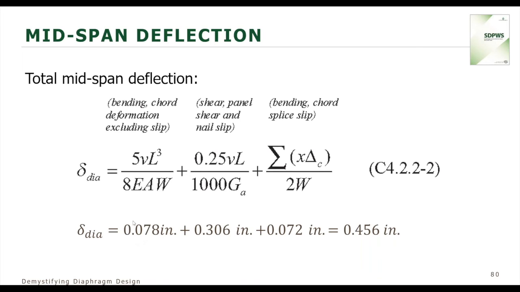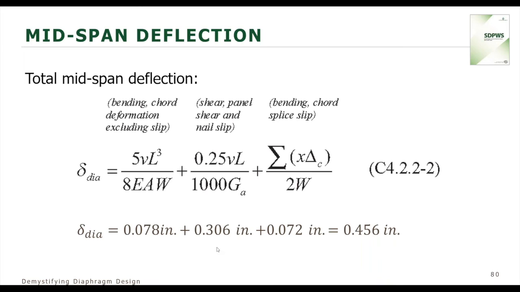So if we look at each part of the equation that we just calculated, and here the first term in your handout, there was a typo there. It should be 0.078 rather than 0.78. But looking at the first and last term, that takes into account the bending. First one is bending, and then the cord deformation excluding slip, and the last term is the cord splice slip. You can see that those 2 terms really don't add a lot to the actual overall deflection of the diaphragm, whereas the shear that takes into account the panel shear and the nail slip, that adds quite a bit, the majority of the deflection to this overall deflection of the diaphragm.